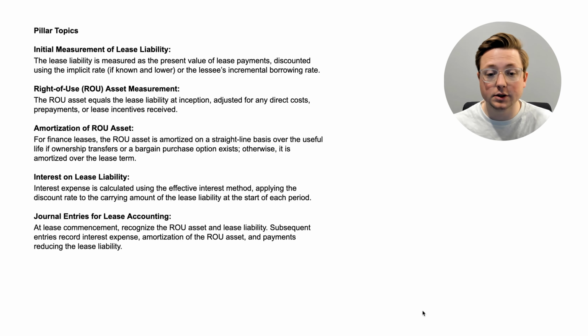And we didn't talk about that explicitly, and we're going to dive more into that in the next 5 questions for the pro members. And again, for finance leases, the ROU asset is amortized on a straight line basis. I mean, technically, it can be amortized similar to other assets, but a lot of times it's going to be straight line basis over the useful life if ownership transfers or a bargain purchase option exists. So if one of those two things is the reason that it's a finance lease, you actually use the useful life of the asset for the ROU amortization. Otherwise, you use the lease term. And again, we're going to dive more into that in the next 5 questions for the pro members.